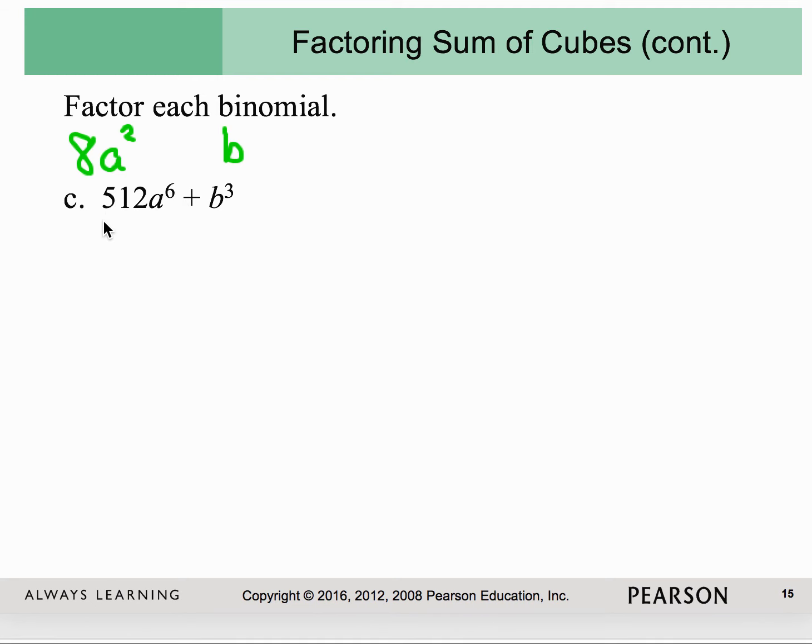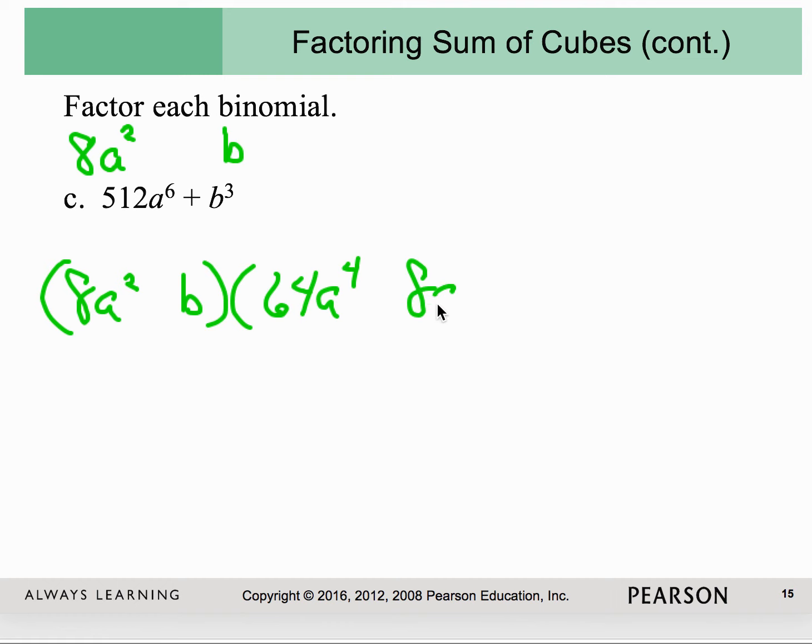So if they each have a cube root, that's what goes in the first factor. This times itself, this times this, and this times itself. Then SOAP. Same, opposite, always positive.